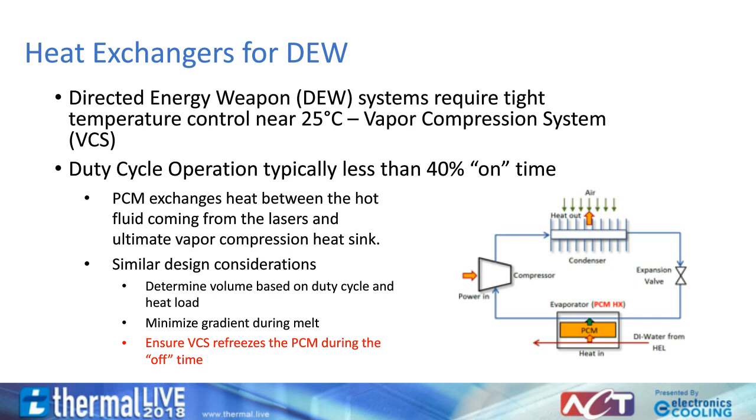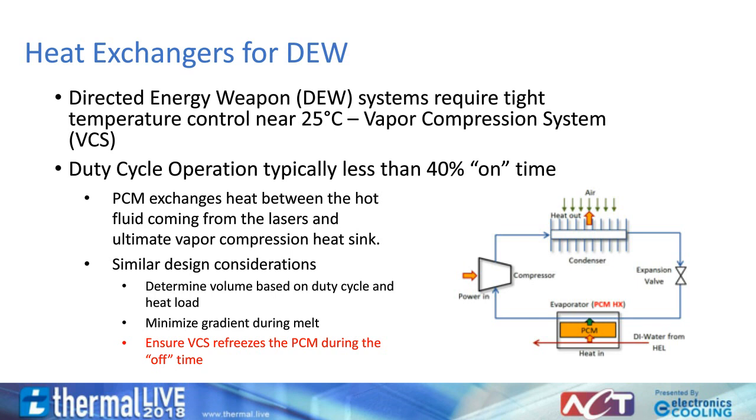The vapor compression loop, seen at the top of the schematic, is where the heat is ultimately rejected during the off times, with an air-cooled condenser. The PCM heat exchanger couples and transfers heat between the two loops while also dampening the pulses from the high-energy lasers. The design considerations for this system are similar to the heatsink modules, where one must determine the volume of the PCM required to absorb the power over the duty cycle, and then design the system with enough PCM surface contact, in order to reduce conduction gradients throughout the PCM.